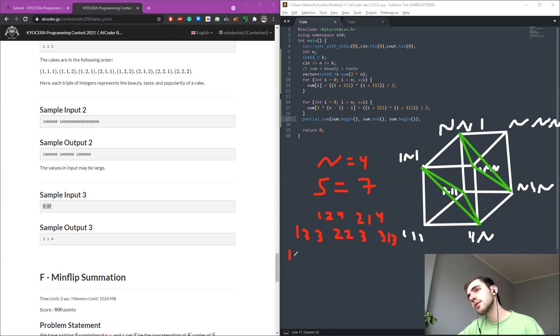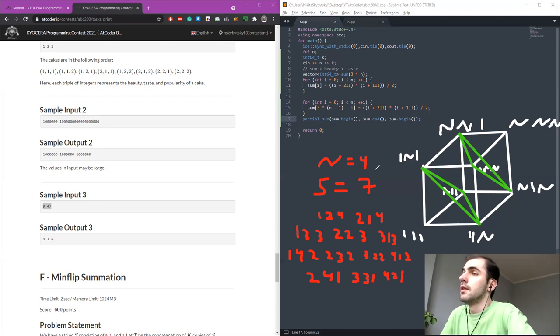Oh, that's complicated. So 1, 4, 2. Two, three, two, three, two, two, 4, 1, 2, apparently. And then we have some more, no? But here we have 2, 4, 1. And we have 3, 3, 1. 4, 2, 1, and that's it. Oof.